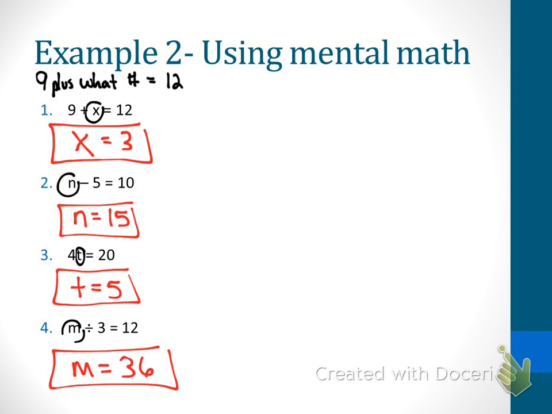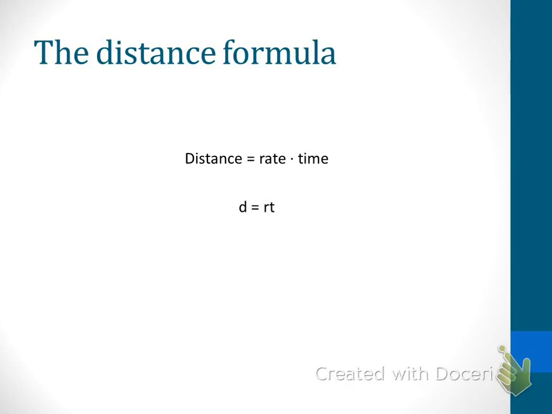Now I want you to do your turn, numbers 4 through 7 on page 27. All right, now with example 3, we're working the distance formula. Our distance formula stands for D equals distance, R equals rate, and T equals time. Rate would be how fast you're going. Time is how long it takes, and distance is how far you're going.